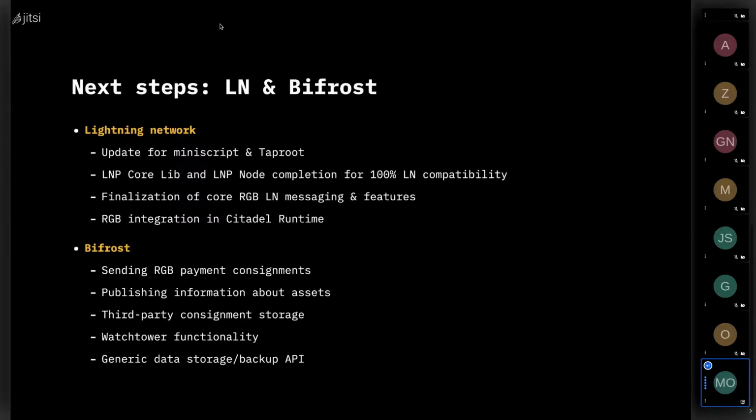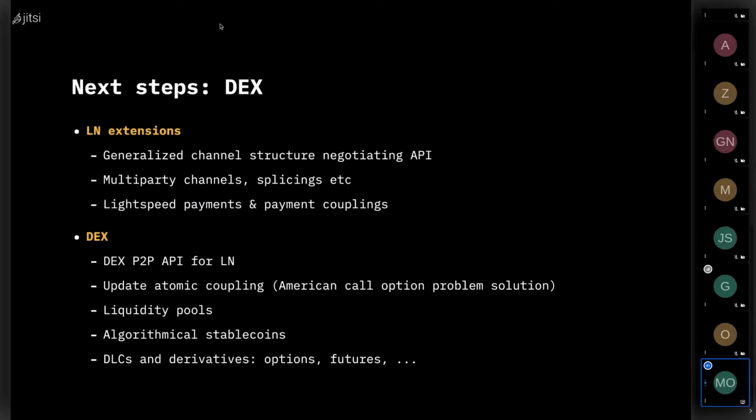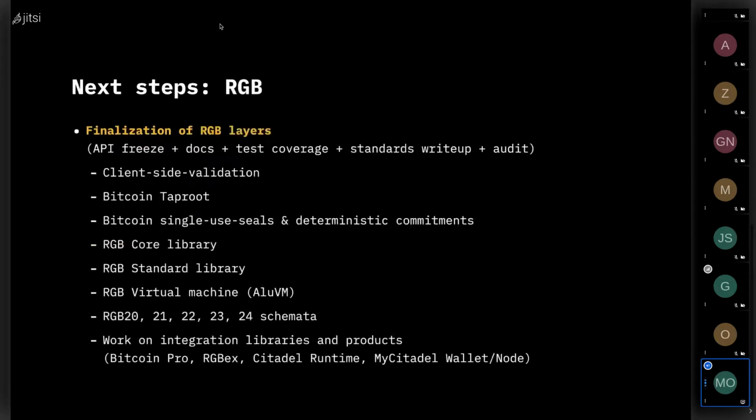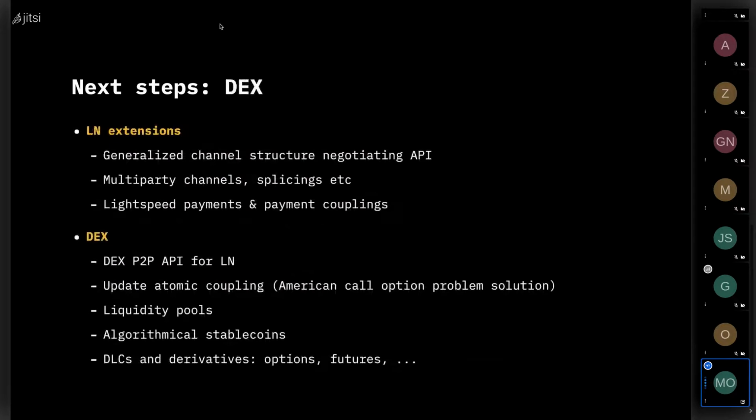We will work on the Bifrost implementation in this sequence, starting from sending RGB payments, publishing information about assets, then storing the consignment for third parties, watchtowers, and generic data storage backup API. And after that, I do believe that this will take till the end of this year. I don't know, I wouldn't promise anything.